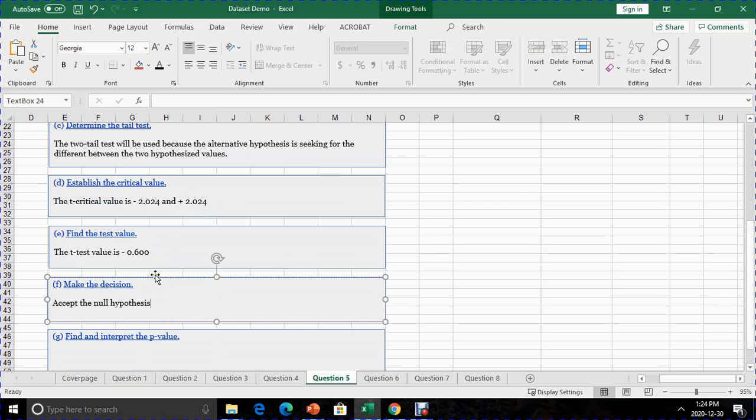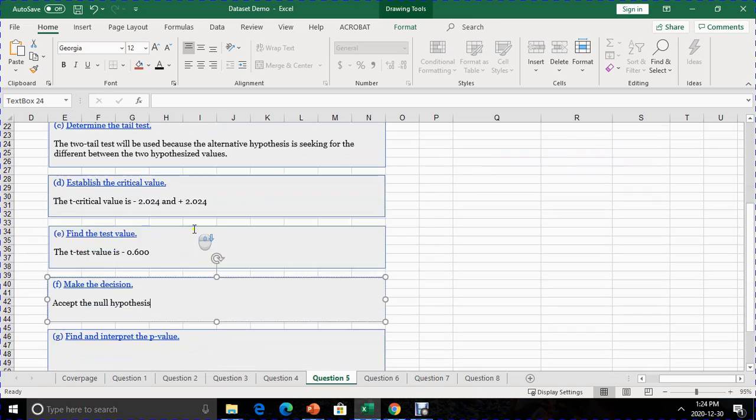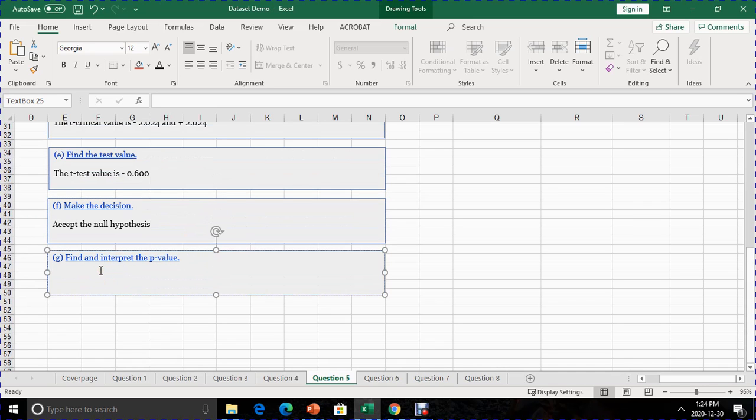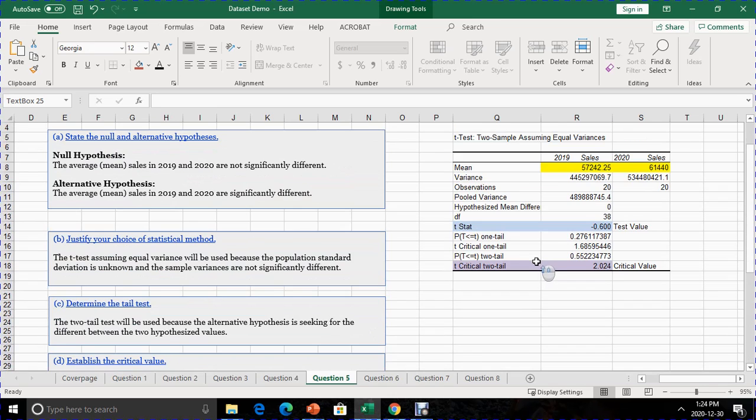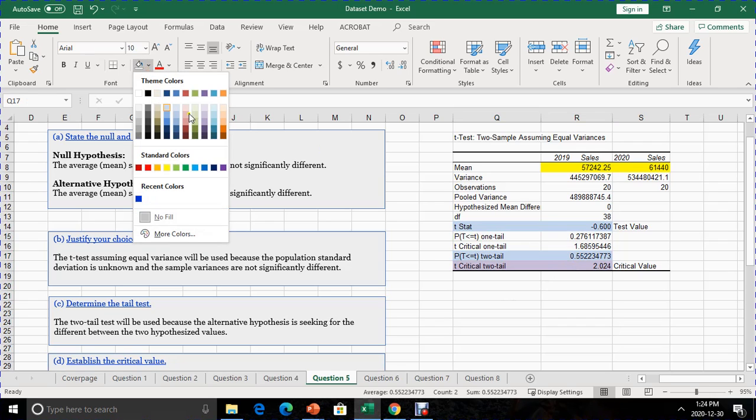That is what a test of hypothesis involves. We've come to the conclusion as to which one of these hypotheses is a valid statement. We don't have sufficient evidence to reject the null, so that means our null still remains valid, and that is the average sales in 2019 and 2020 are not significantly different from one another. Now, this will be supported by our p-value, right? Our p-value is also stated. There are two p-values given, the p-value for one tail and the p-value for two tail. Since we are dealing with two tail, this is the correct p-value that we should be looking at.